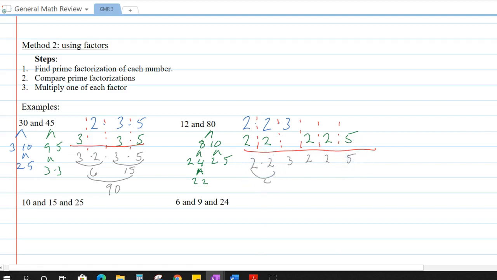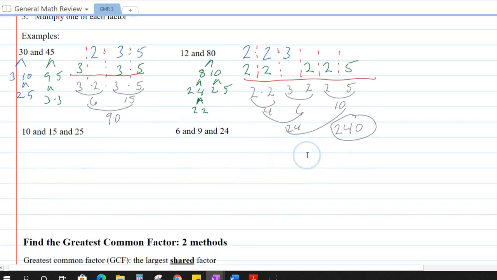Well, 2 times 2 is 4, 3 times 2 is 6, and 2 times 5 is 10. 4 times 6 is 24, and 24 times 10 is 240. So our least common multiple of 12 and 80 is 240.